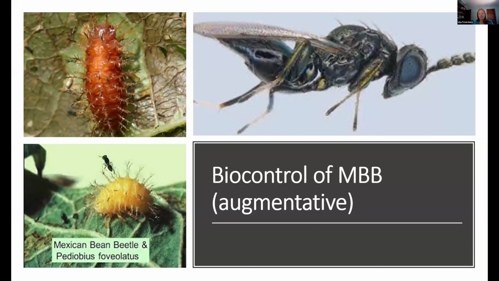So, another parasitoid of Mexican bean beetle. But in this case, as I said, there are labs that are rearing these. You can buy them for Mexican bean beetle because we do in the Northeast have quite a problem with them. But then you would have to do it again next year and do it again the following year because this wasp, it's Pediobius fulvulatus, doesn't overwinter in the Northeast. So it's called an augmentative, something that you add every year.